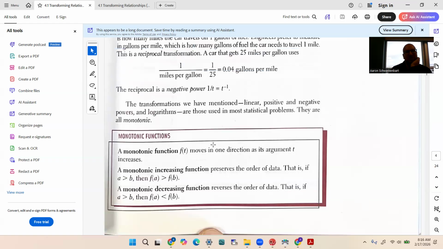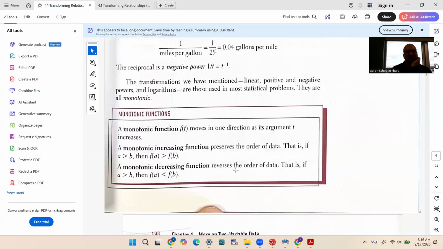So what happens when you transform a monotonic increasing? When you log the axis, it keeps the order the same. When you do a monotonic decreasing, when you log it, it actually reverses the order of the data.